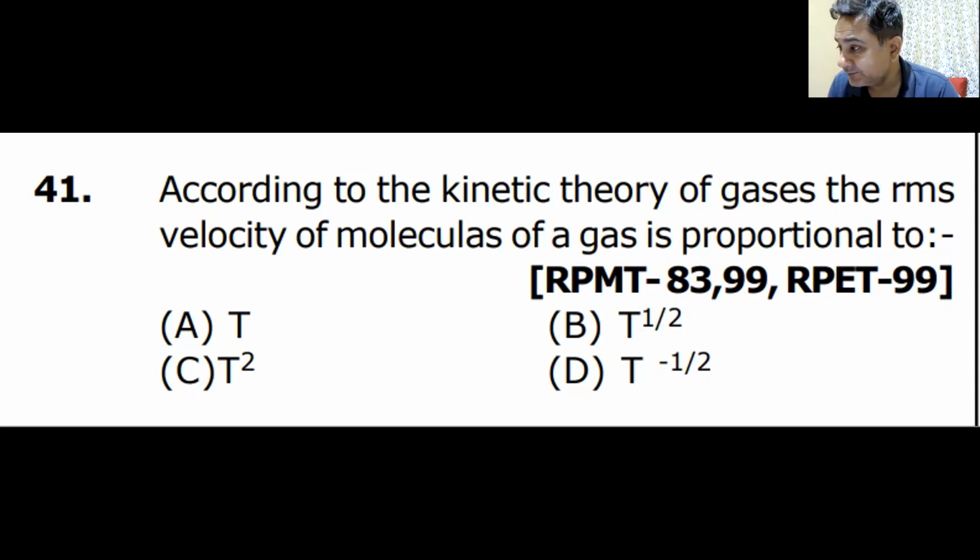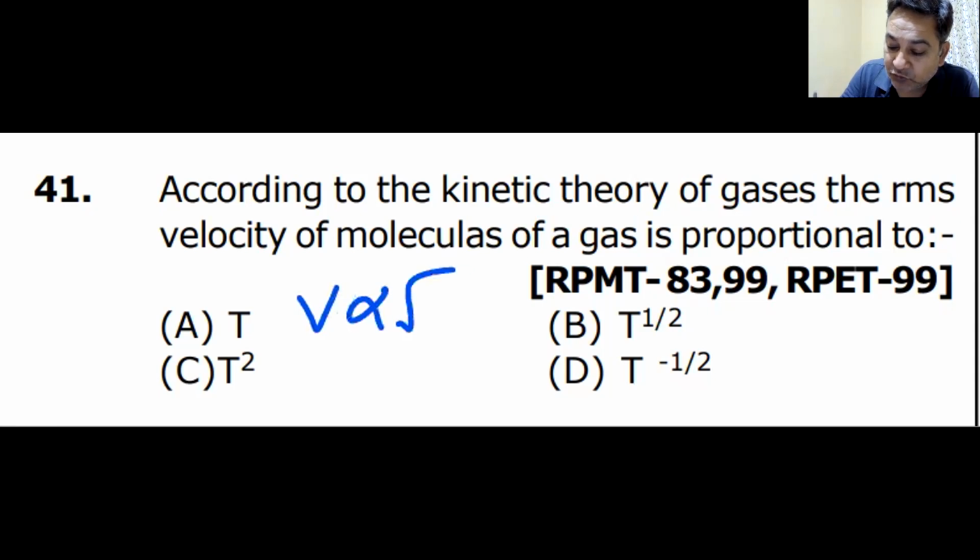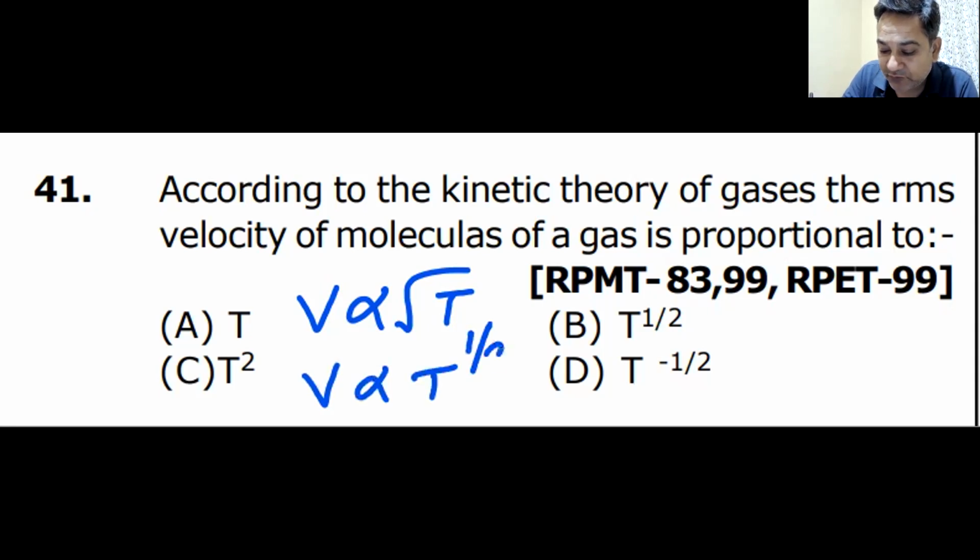No one knows the answer? Four. Very wrong. V is proportional to root over T. Don't you know what root over T is? How can I write it? T raised to the power half. Don't you know this? Okay, if you don't know this, this is the answer. So the answer is B.